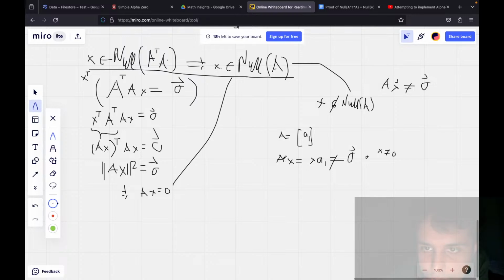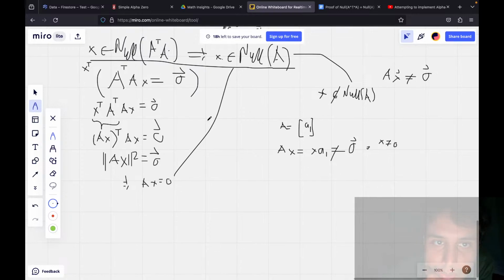Okay, so we have Ax, right? It's not in the null of A. So then this x, we want to say that x is not in the null of A, but it's in the null of this, and show it's impossible and have a contradiction. That's the idea. So okay, this x supposedly is in null of A^T A, right?